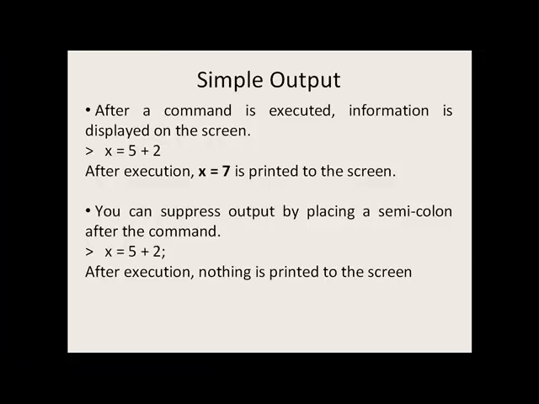After a command is executed, information is often displayed on the screen. For example, if you typed in x is equal to 5 plus 2, after execution, x equals 7 will be printed on the screen. You can suppress output by placing a semicolon after the command.